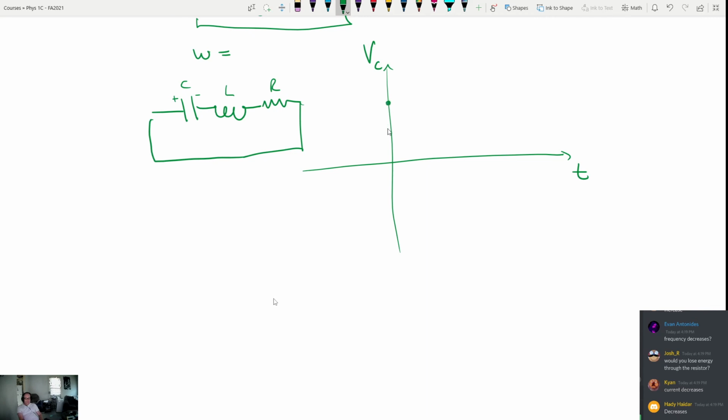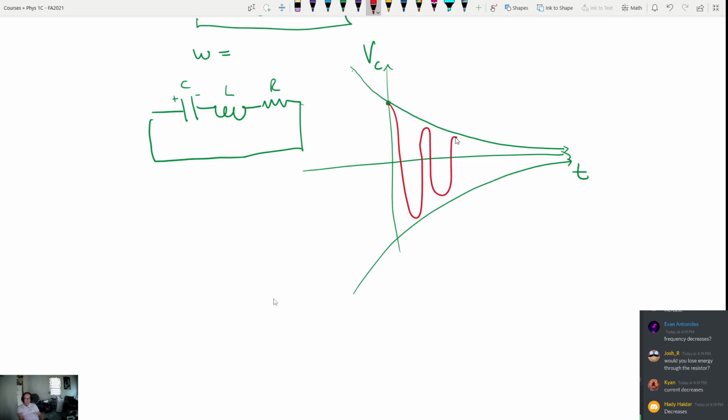It'll start off at maximum charge, so maximum voltage, but then it will kind of slowly decay off, following an envelope kind of like this. Do my best to draw this like this. And the way that the curve is going to look, that's not the curve, sorry. This is what the curve is going to look like. It's going to be a sine wave inside of it, like a decaying sine wave, basically. Like that. And this, of course, is because this object allows energy to get out of the system.